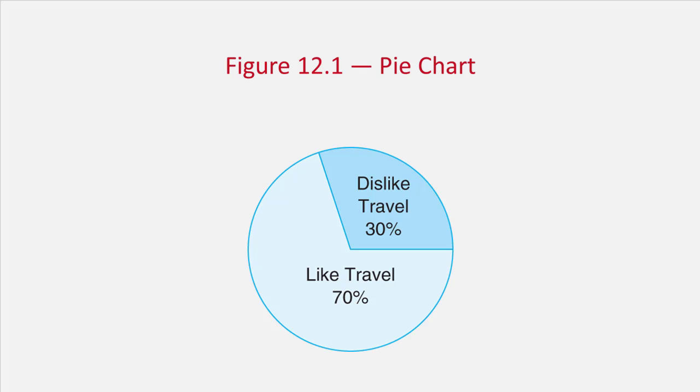This is a pie chart of the total people who like to travel compared to those who don't like to travel. And you can see here that a pie chart is simply just a segment that is relative to the percentage that it occupies. Nothing too extravagant going on here.